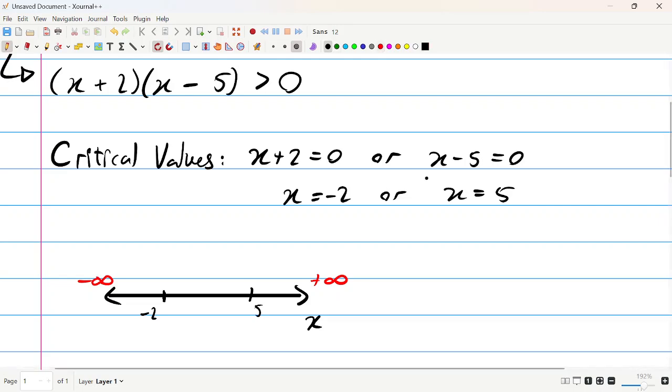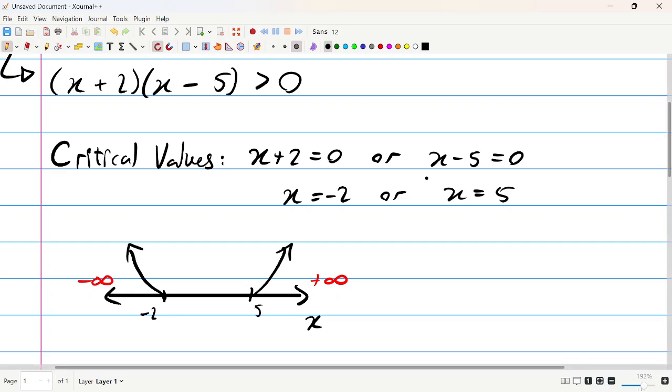And then we just draw a parabola at those points that we have, okay? So the parabola will always be concave up that we are using. Okay.